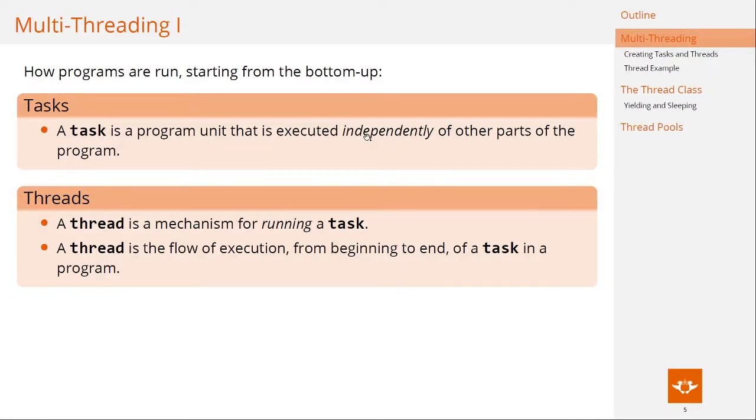In this lecture, we're going to talk about multi-threading. Multi-threading is based upon the principle that we want to take a program and break it down into a set of tasks that can be executed independently of other parts of the program, therefore independently of other tasks. We're then going to use threads as the mechanism that enables us to run a task on the CPU. Very importantly, a thread is the flow of execution from the beginning of the task all the way to the end. It is also going to store all the state data for that particular task.